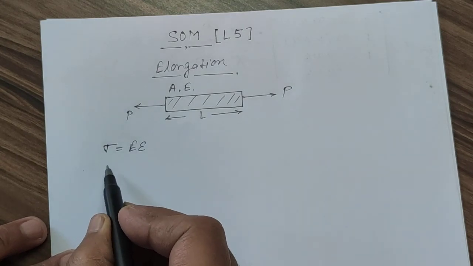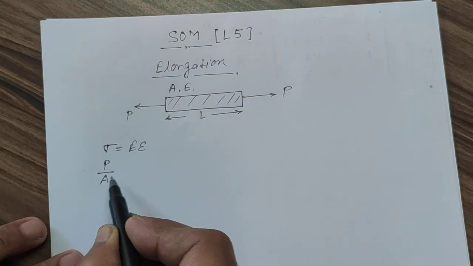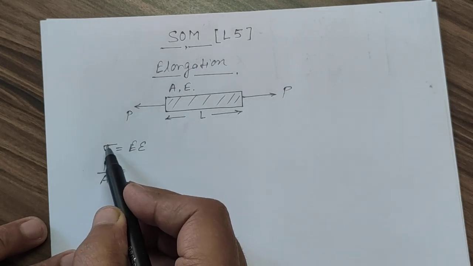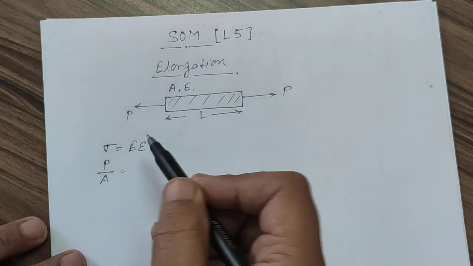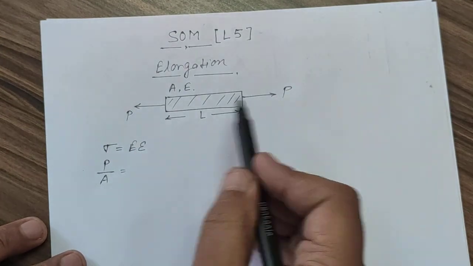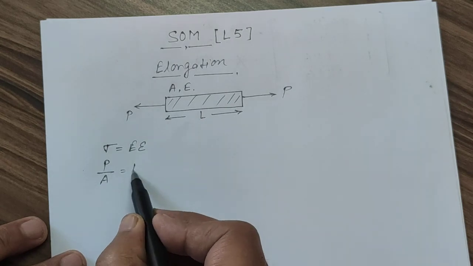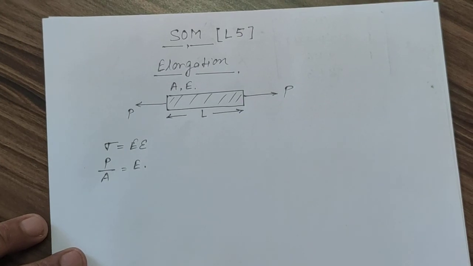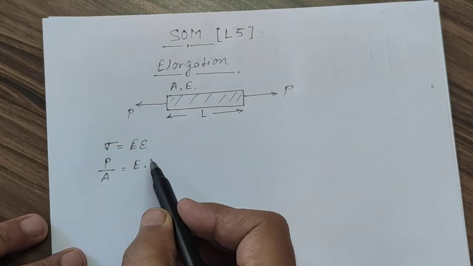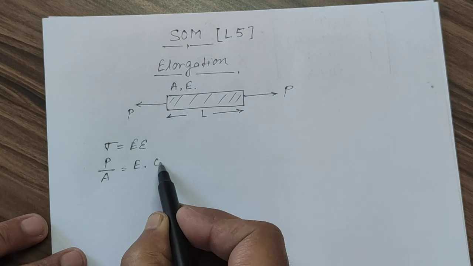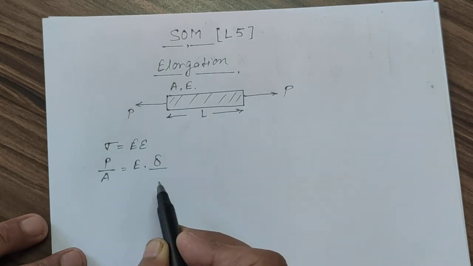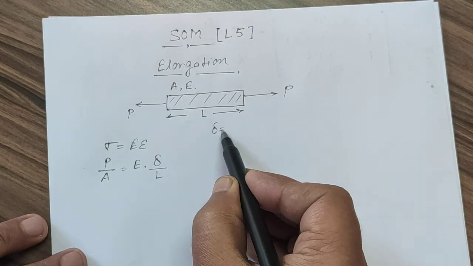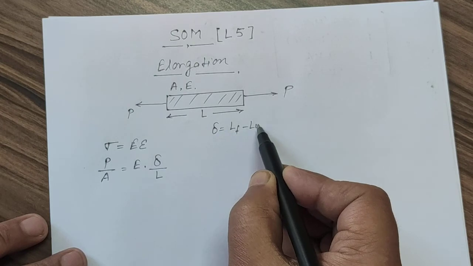This stress we can write as P by area, because the stress generated is the resisting force per unit area, and we assume that the resisting force is equal to the applied load. This will be E into longitudinal strain, and the longitudinal strain is the change in the length, let's say del, divided by the original length. Del is the change in the length, del equals L final minus L initial.